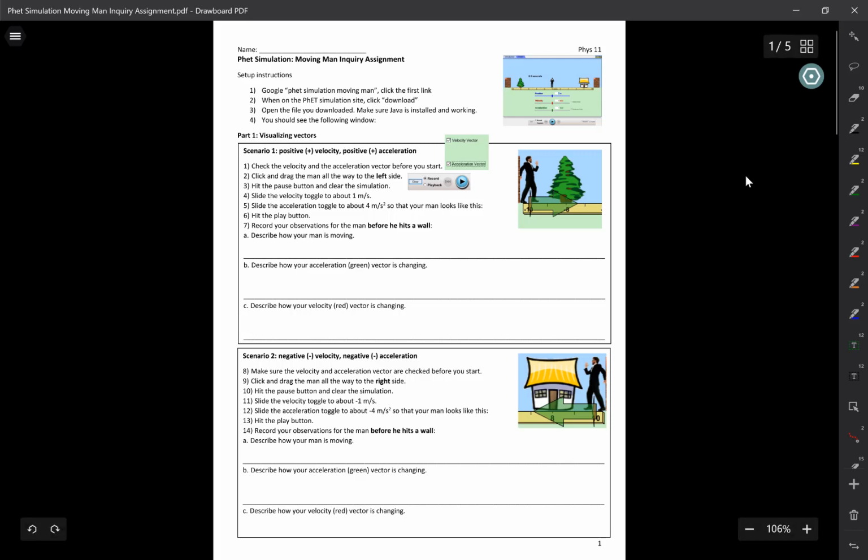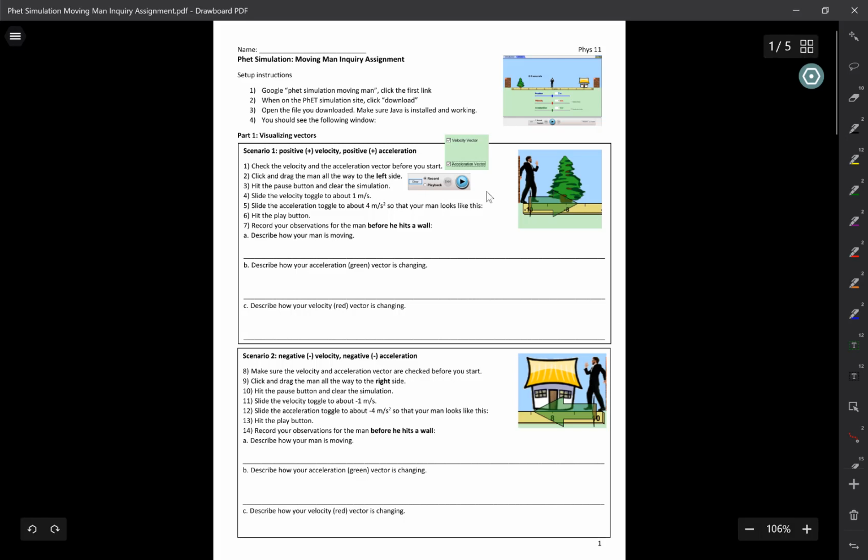Today we have here an assignment that I'm going to walk you through, the Phet simulation moving man inquiry assignment. The purpose of this assignment is to get you to visualize what motion looks like when acceleration is involved and how that affects your velocity over time. If you're going in one direction versus the other, when are you speeding up, when are you slowing down? And also introducing you to the idea of negative acceleration, because in everyday life you never say someone has negative acceleration. What does a negative acceleration mean?